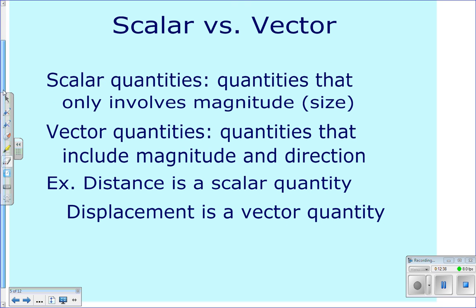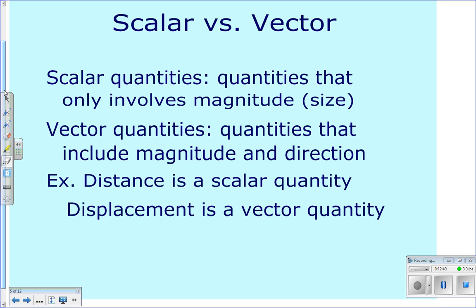Okay. So that brings us to the difference between a scalar quantity and a vector quantity. A scalar quantity is something that only has a size, or what we call in physics a magnitude. So distance would only have a magnitude. It's a scalar quantity. A vector quantity is something that includes a magnitude and a direction. So displacement would be a vector quantity.